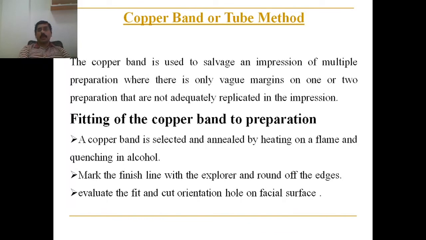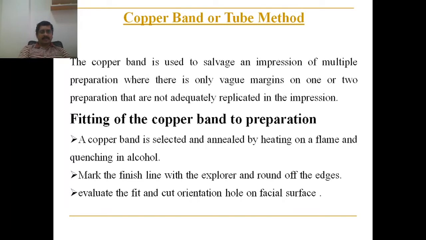Another technique is the copper band or tube method. This is not a commonly used method. So why do we need this method? This is to reduce the number of impressions that we make, because in some cases when we are doing multiple tooth preparations, we get vague margins on one or two preparations which are not adequately replicated in the impression. So we will need to go for multiple impressions. In such cases, we can use the copper band method.